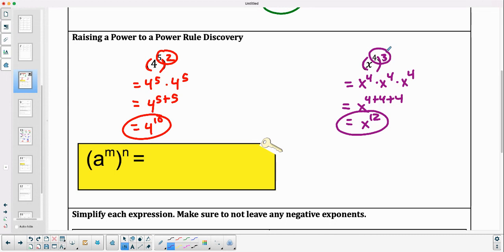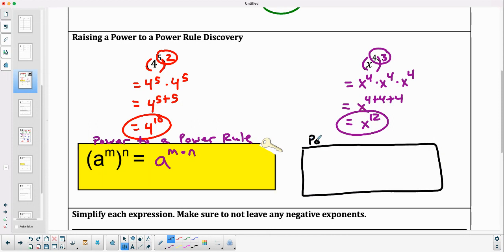So what's really happening here is if you have a power to a power, then you are multiplying. So a to the m to the n is really just a to the m times n. This is called the power to a power rule. Then I'm just going to add one on. I'm going to make another box.